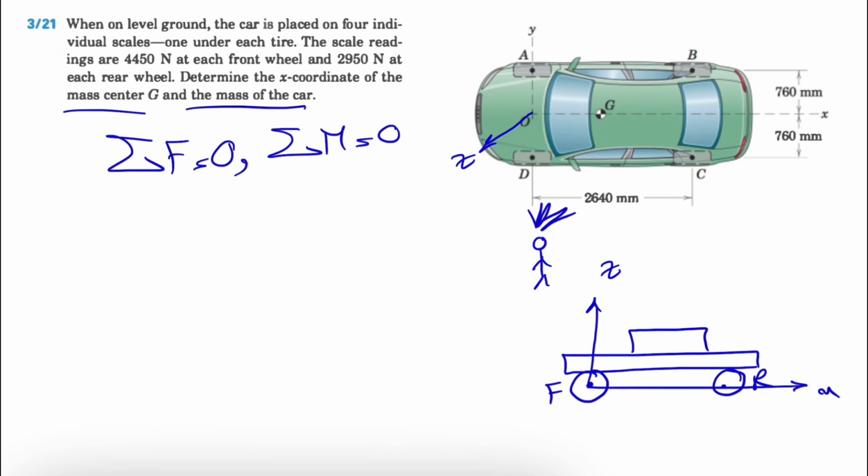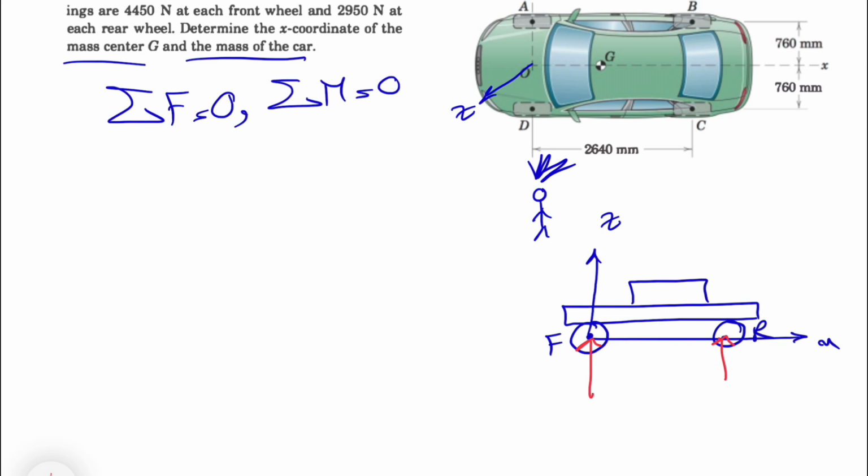If you want to draw the free body diagram for this one, we have the normal force on each tire, which for the front ones, from the question, is 4450 newtons, and for the back ones we have 2950 newtons. Since there are 2 wheels at the front and 2 at the back, this can be multiplied by 2 to show everything in one single force. And we have the center of gravity, which you can show with G, and the weight of the car.